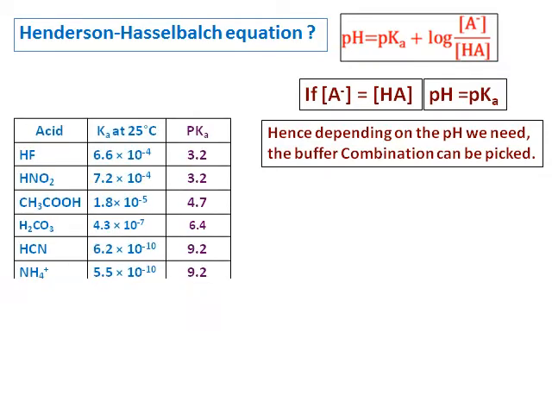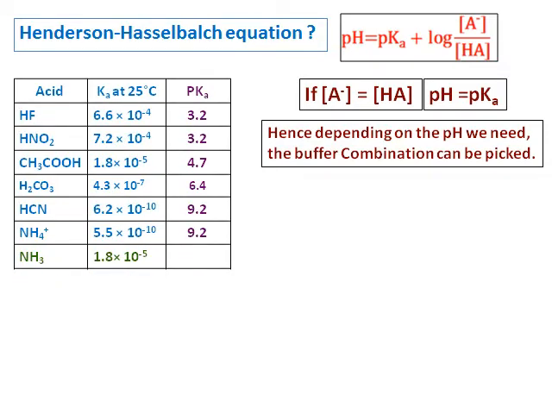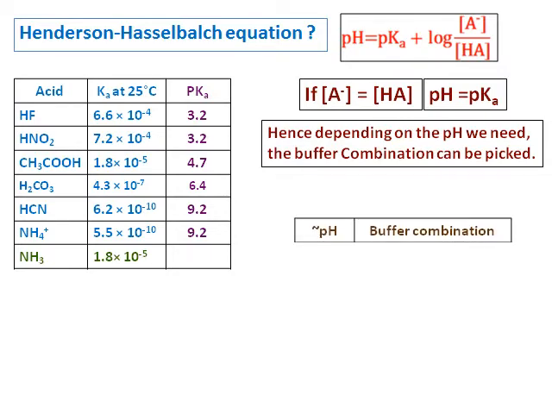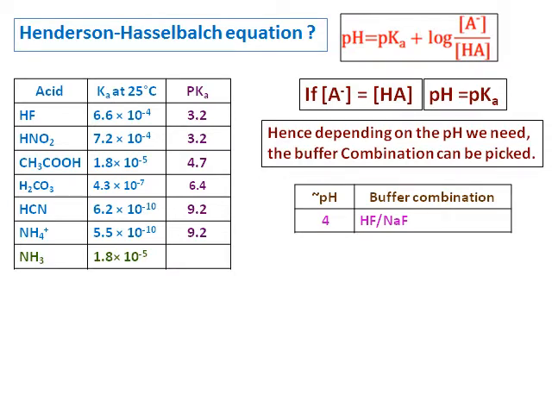Consider the table on the side. I have given you the Ka values of some of the acids, and the pKa is also given. For ammonia, the base is ammonia, and the ammonium ion is given there, because I am going to take up only the pKa values. So suppose I need a pH close to 4, or something between 3 and 4. In that case, the combination I will take will be HF and its conjugate base NaF, or the acid HNO2 and the conjugate base NaNO2.